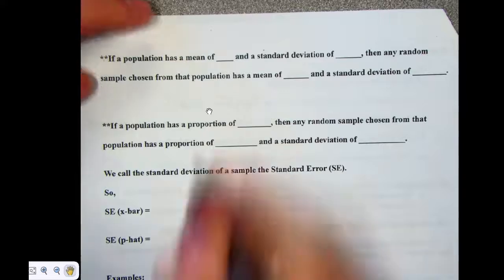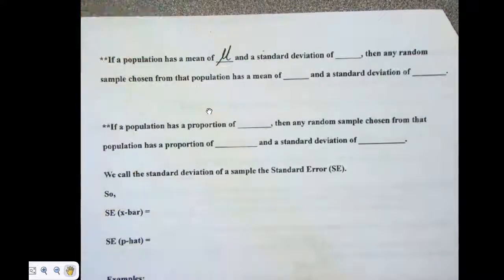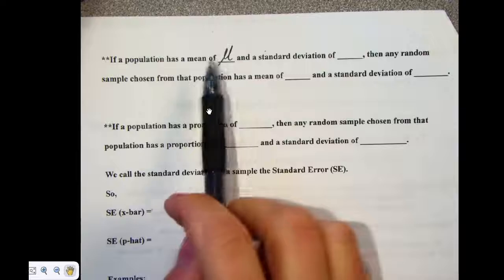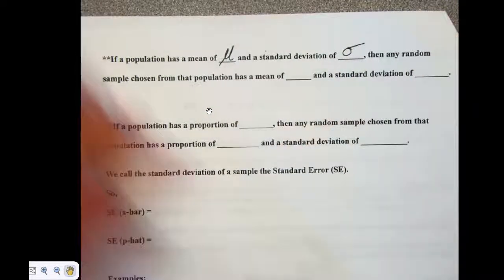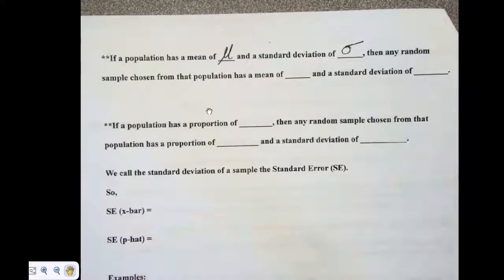Mu. It's mu. How hard is that? Population mean. I wanted more than one person to say it. And a standard deviation, so we'd write it like this. That's sigma.